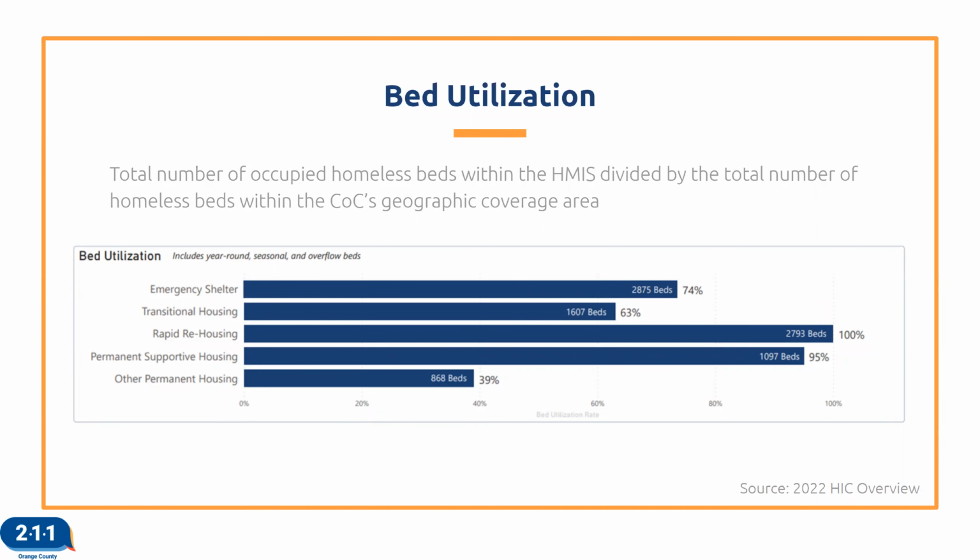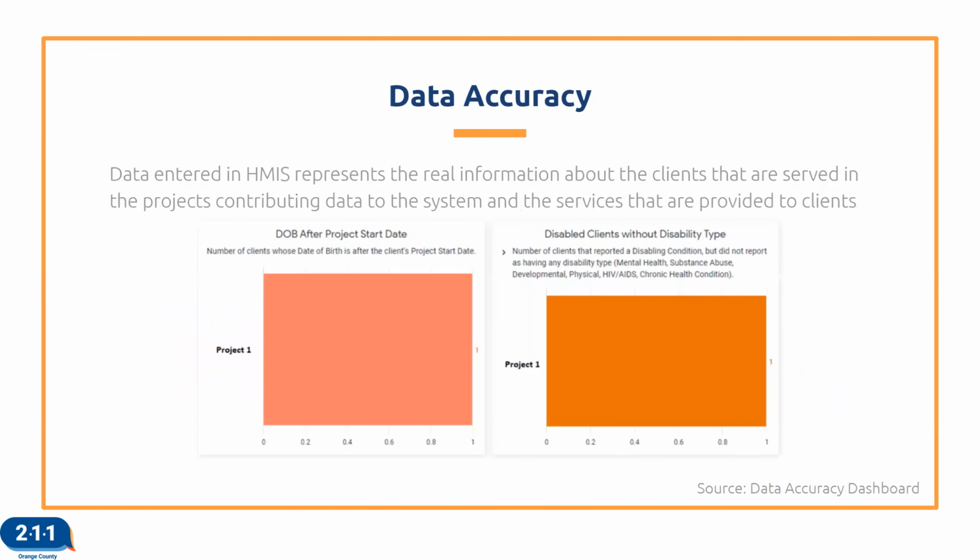Can you go back to data accuracy? So the next component of data quality is data accuracy. This is making sure that the data that you're entering into HMIS is actually reflecting what's actually happening with your clients. So this is not just, is the field filled? It's looking at, is the field right?